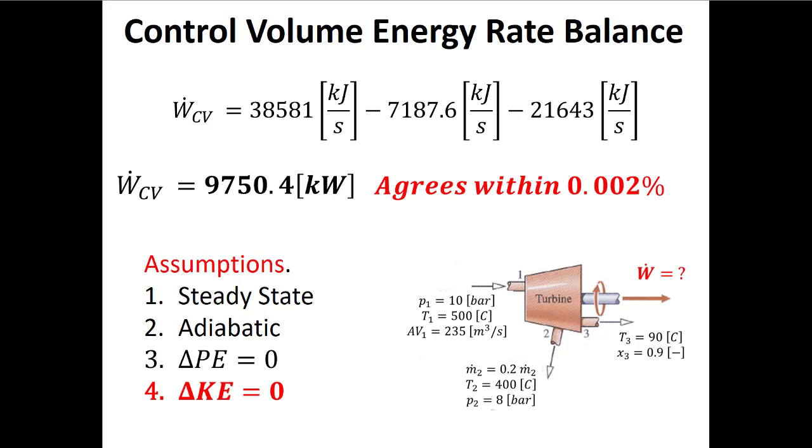If we did the same thing for gravitational potential energy, you also would have seen that it's extremely small compared to the changes in enthalpy that we see in these types of systems. So this is a turbine.